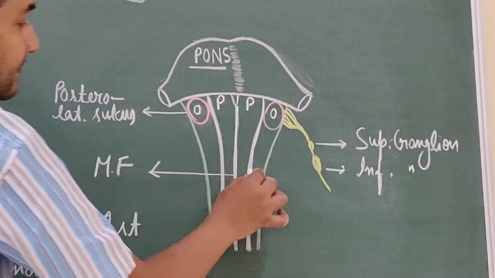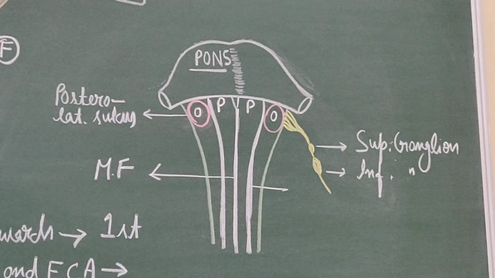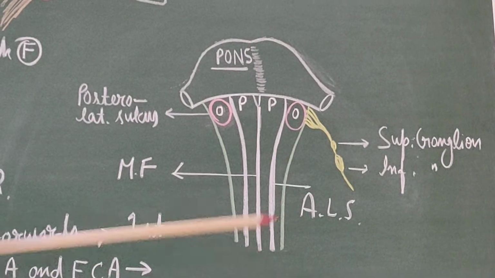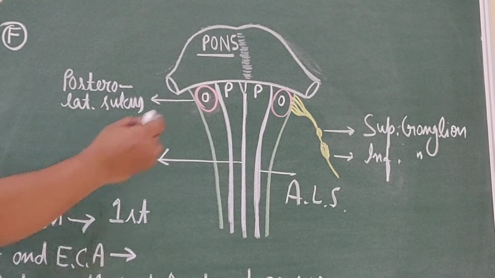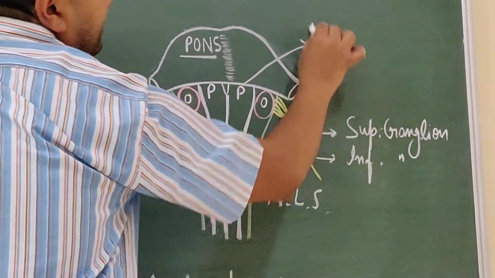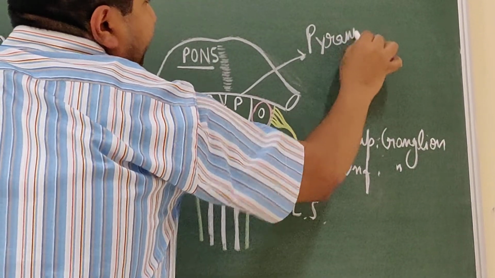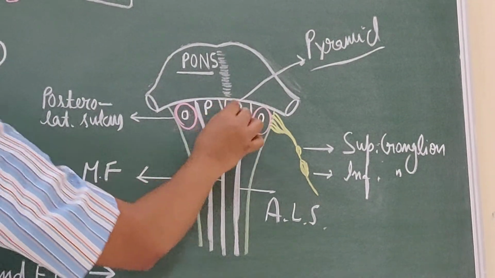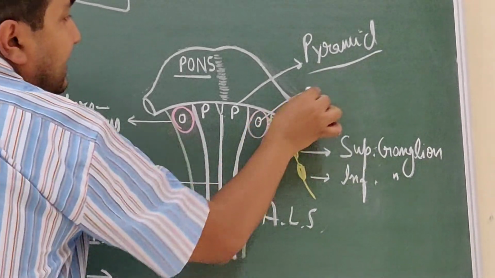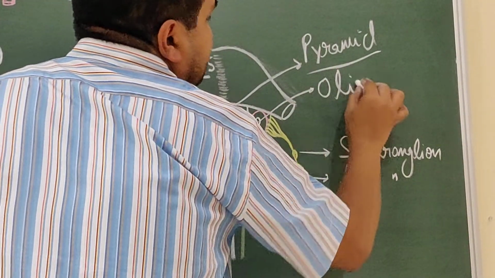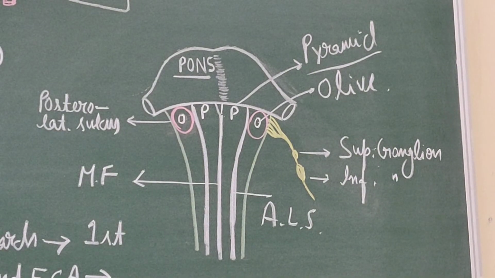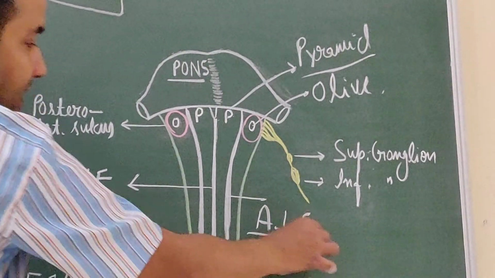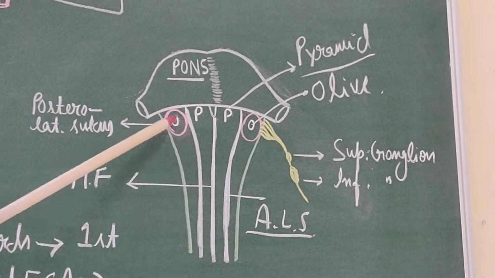Then, lateral to the median fissure, it is the anterolateral sulcus. The upper end of the anterolateral sulcus separates this P. P means pyramid. It is the structure of the brain, we discuss in the brain. Just beside the pyramid, it is another swelling. It is the olive. Between the pyramid and the olive, it is the anterolateral sulcus that is present on both sides.